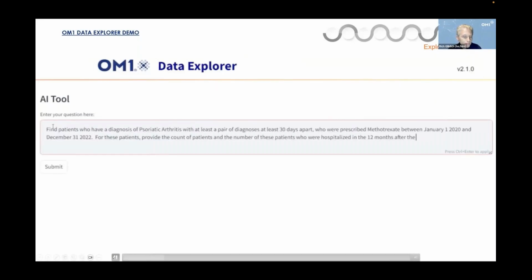And I'll show you just quickly an example of that, where here what's happening is I'm writing in a query to find patients who have a diagnosis of psoriatic arthritis. And I've been through this enough to know that we also want to indicate how that diagnosis is made. Don't have to do that, but I've chosen to do that here, saying that they have at least a pair of diagnoses at least 30 days apart. And in this case, I'm looking for safety signal associated with the prescription of methotrexate during a defined period.